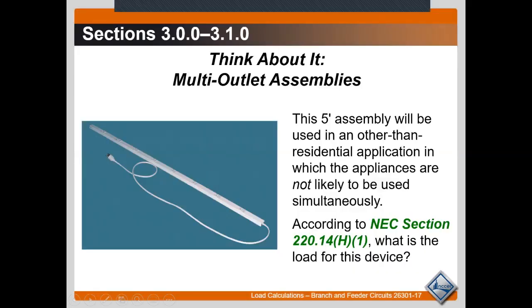All right, this is considered a 5-foot assembly used in other than residential applications, i.e., normally in commercial settings. We have these actually here at our school. What is it? It's an outlet strip. It's a multi-outlet assembly strip. So if we were in the welding lab over there in the classroom, I could show it to you. That's where we used to have them.